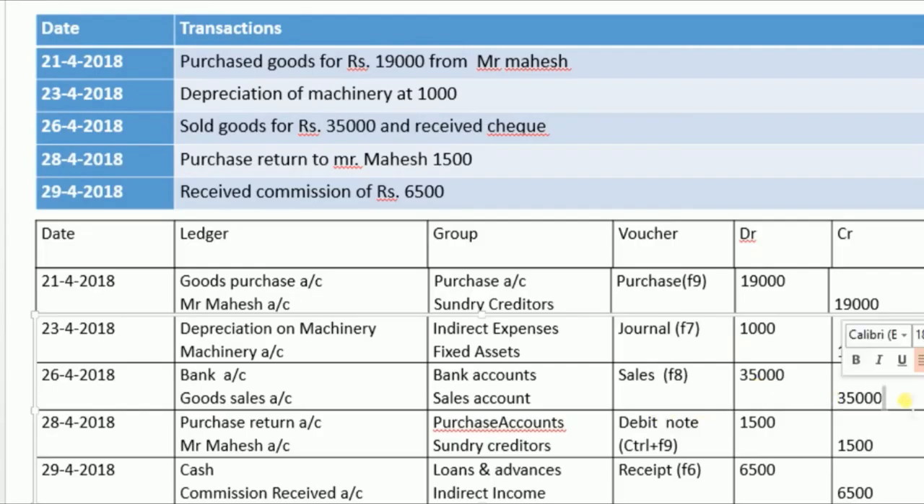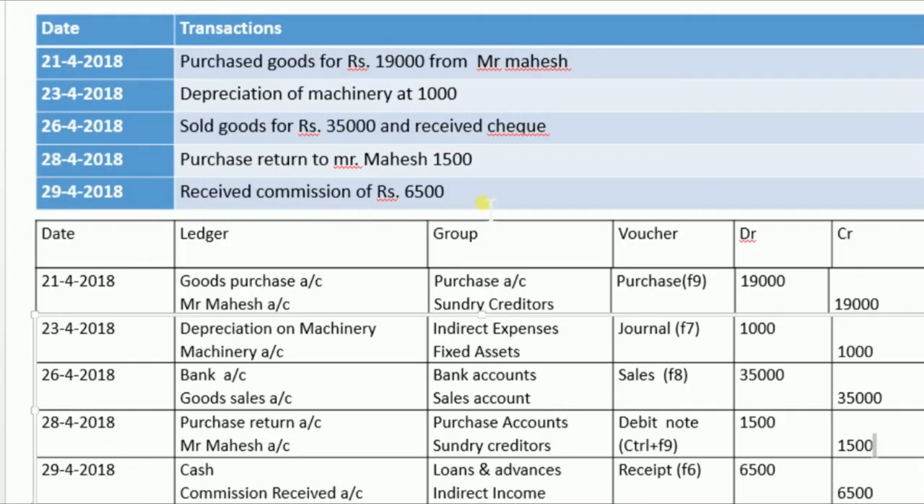Debit 35,000, credit 35,000. 28th, purchase return to Mr. Mahesh 1,500. Purchase return account, Mr. Mahesh account. Purchase return account under purchase account. Mr. Mahesh account sundry creditor. And then voucher is, even you can take journal or debit note. That is same as journal. Debit note is for purchase return. Control plus F9 is the shortcut key. 1,500 rupees debit, 1,500 rupees credit.